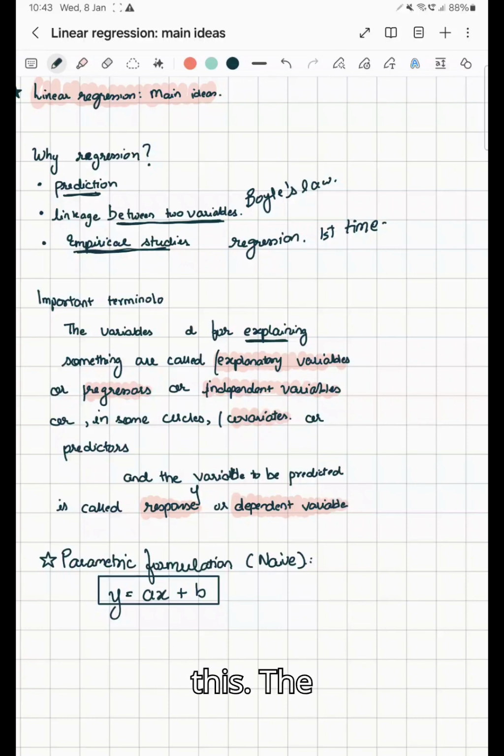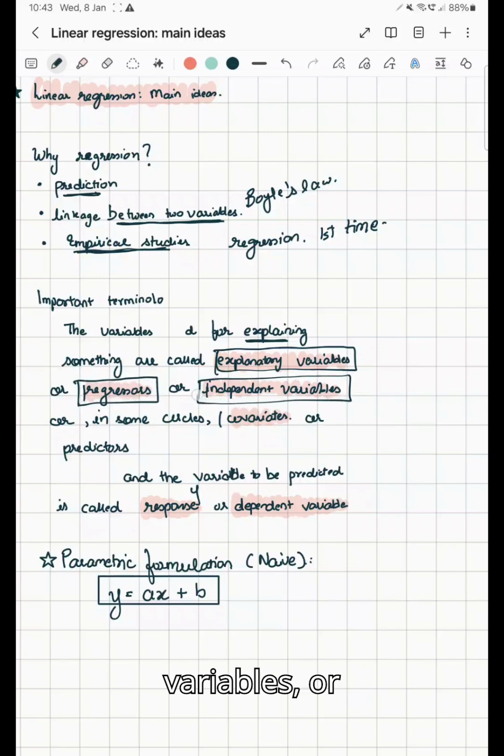Now, before we jump into the parametric formulation of this problem, I think it would be worth getting to know the terminology for this. The variables used for explaining something are called explanatory variables, or regressors, or independent variables, or, in statistical circles, covariates, or also predictors.